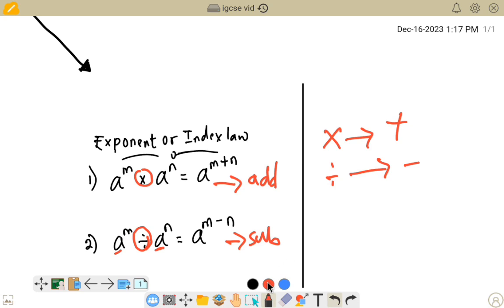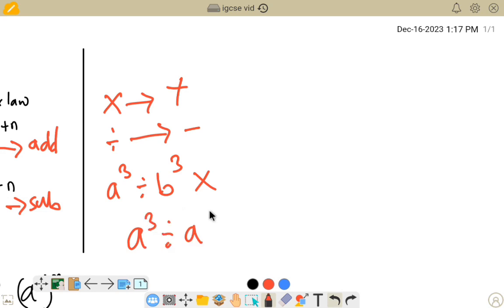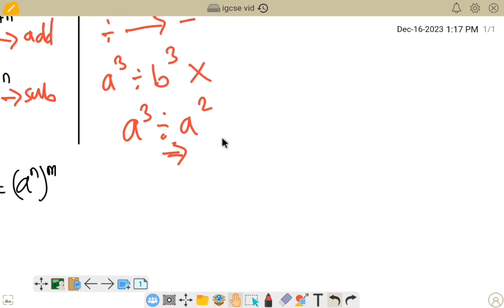For example, this principle will not work if you have something like a raised to the power 3 divided by b raised to the power 3. It will only work if you have the same base. Let's solve this one out. This is the common base here. That common base is a, so let's write that out, a. Then the power is 3 and 2. Since you have division in the middle, it means minus. So let's do 3 minus 2. That will give you 1. So this answer is the same as a.